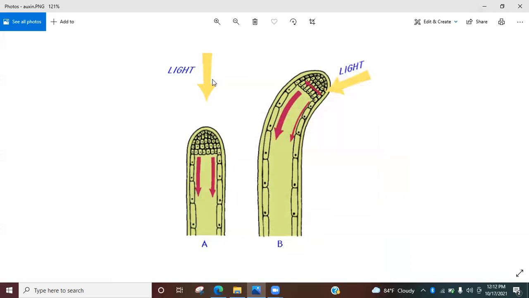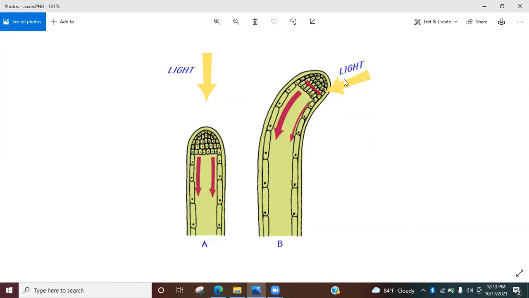Here in this picture also, it shows auxins. Here these are auxins. When light falls here, the auxins go downwards, diffuse downwards, because simply auxins don't like light. So it's moving away from the light.